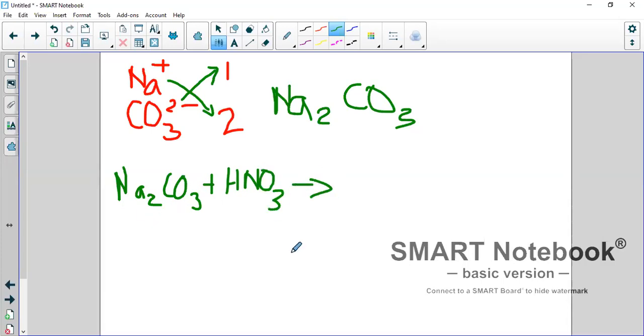Then it's an ion exchange. But before we do the ion exchange, we need to know the charges. Your sodium is plus, your carbonate is 2 minus, your hydrogen is plus, your nitrate is minus. So you swap your ions. Your sodium is going to take your NO3. You look at the ratio there, plus and minus. The ratio is 1:1, so your formula becomes NaNO3.